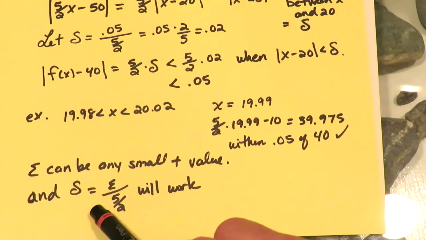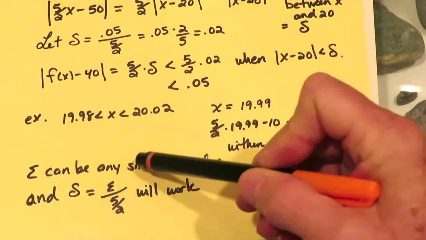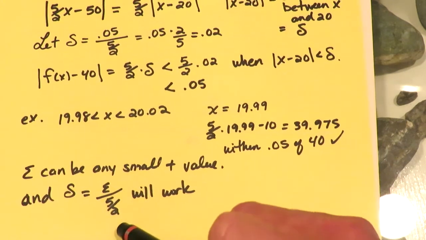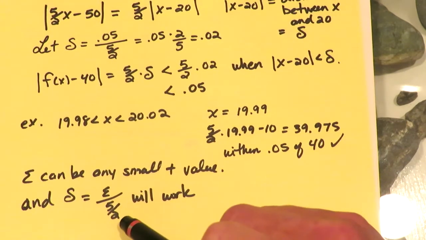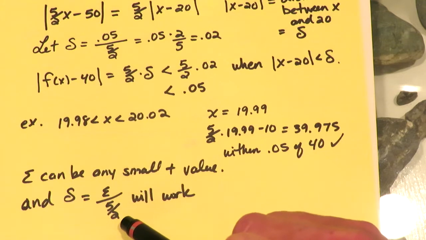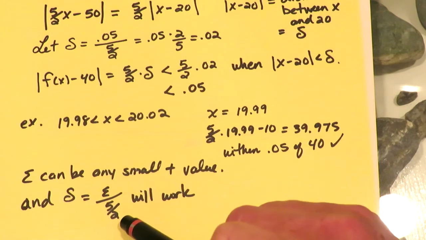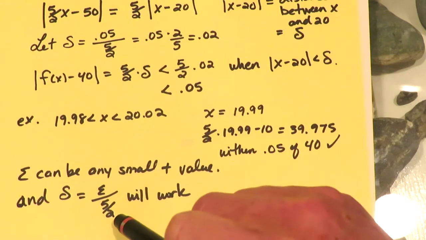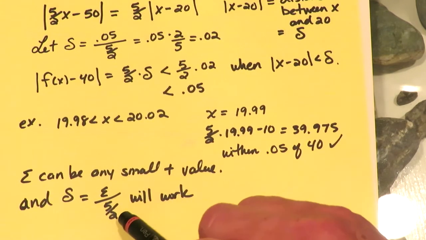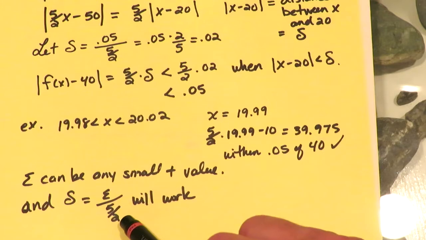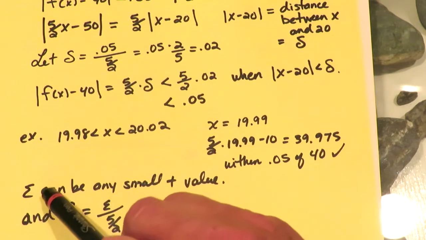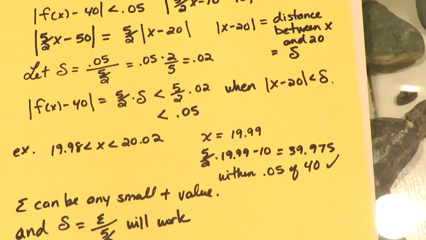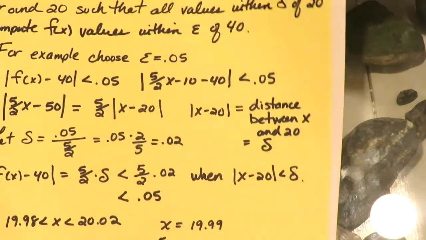And delta would then be epsilon divided by that other factor of 5/2. That's always going to give you a tolerance around your special x. We often call that special x a, and our limit as x goes to a. That will always work as a tolerance, and your y values will stay within whatever tolerance you picked for epsilon of 40.